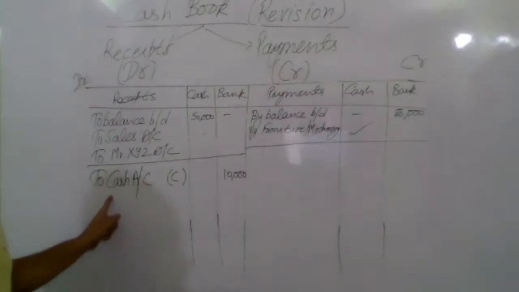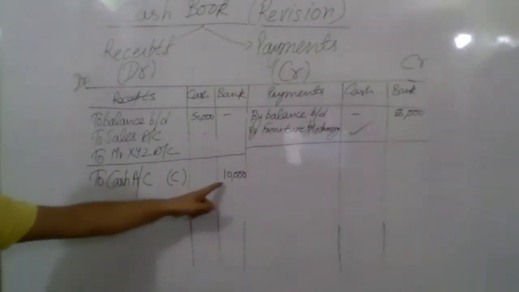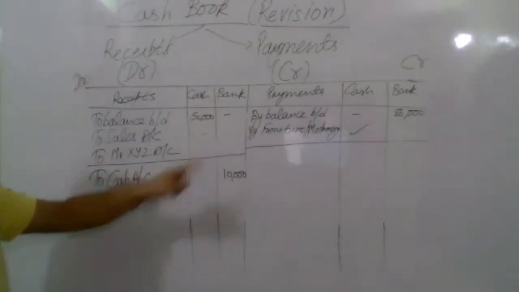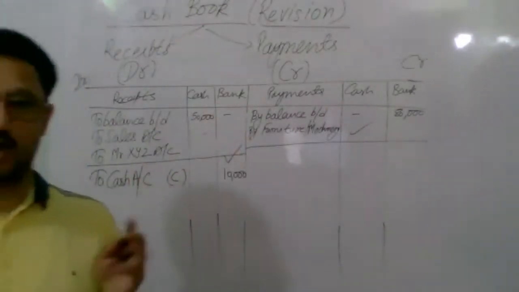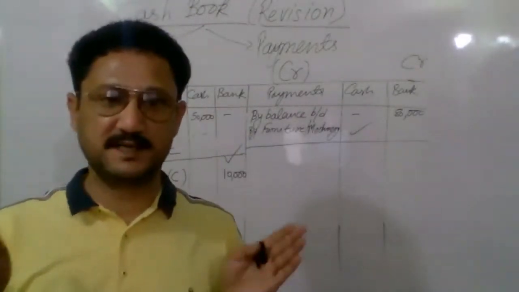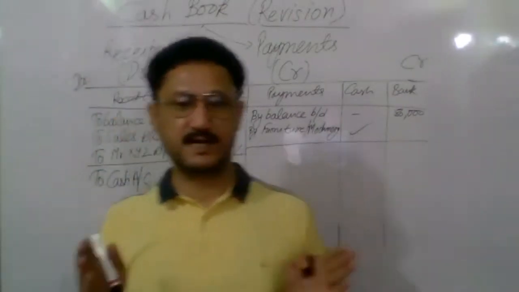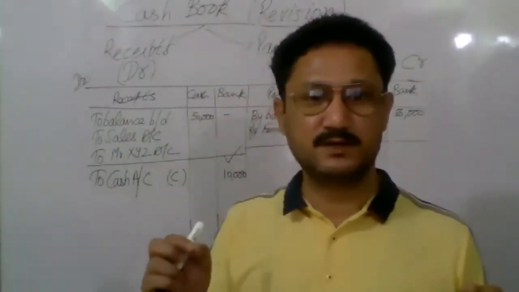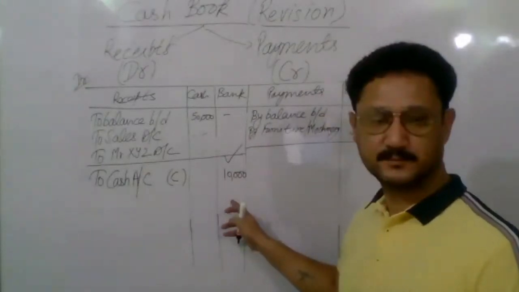On the debit side, we will write to cash account and the money will be written in the bank column. In the bank column, we will write the entry 10,000 because money is deposited in the bank. Therefore, we will record 10,000 rupees on the debit side in the bank column.